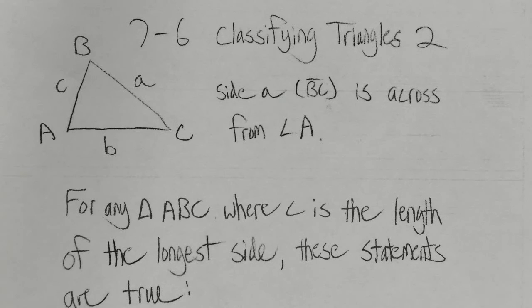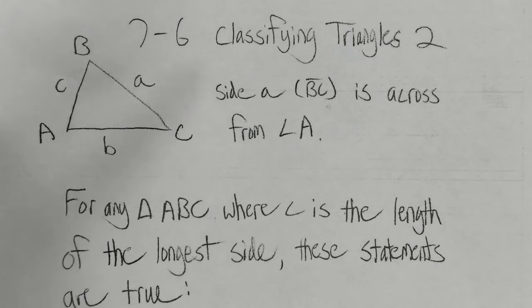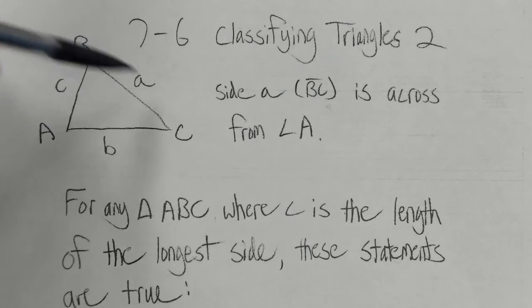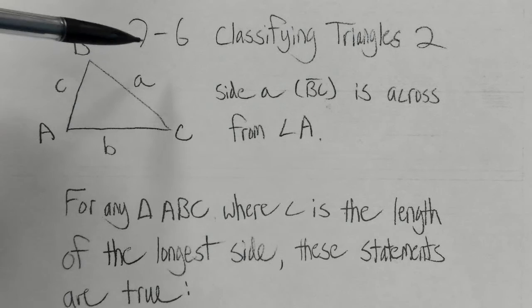Okay, in this section 7-6, our topic is classifying triangles, part 2. 7-6 happens to be the last section for Unit 7, so we will be done with the unit after this section. And so the first thing that we want to take a look at is some notation type things that we need to make sure that we clear up.